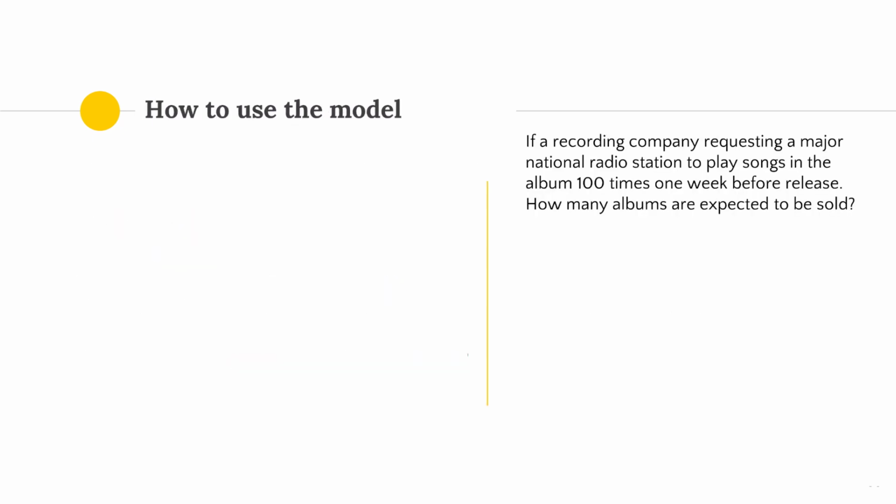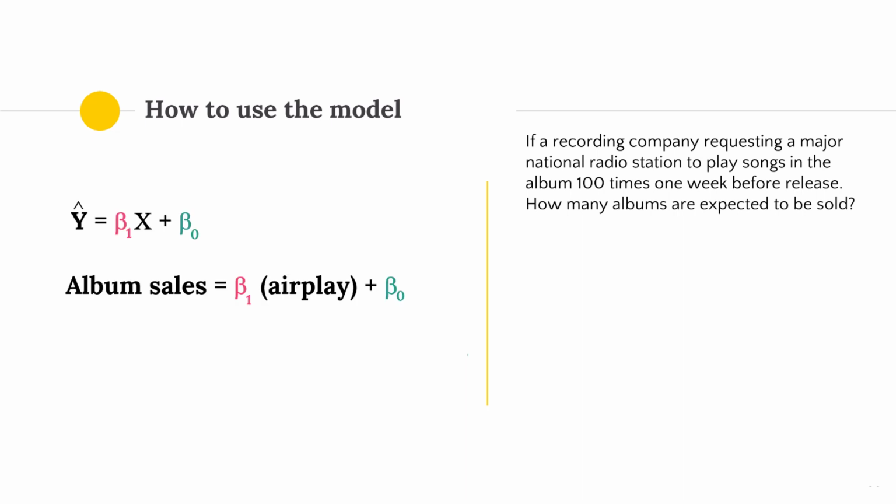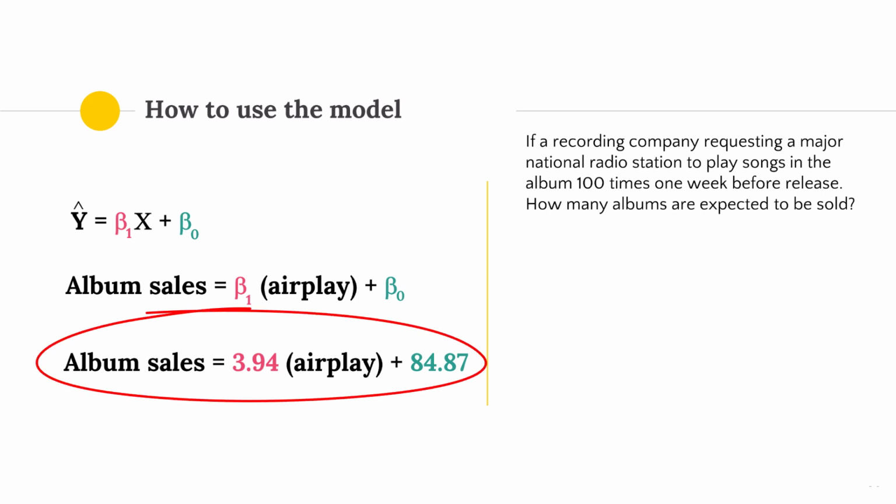To predict album sales, we need to create our regression model. As stated earlier, our regression equation is y hat equals beta sub 1 x plus beta sub 0, or album sales equals beta sub 1 multiplied by airplay plus beta sub 0. We can plug in the numbers in the coefficients table to our regression model, and we get our regression equation as album sales equals 3.94 multiplied by airplay plus 84.87.